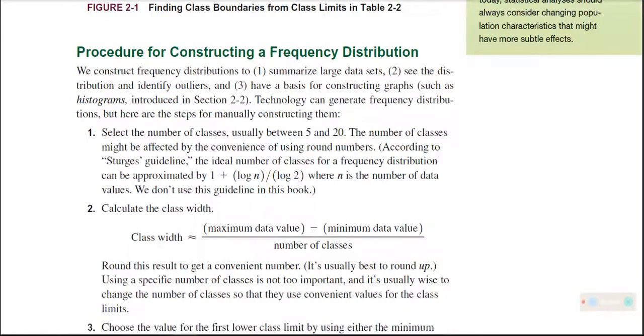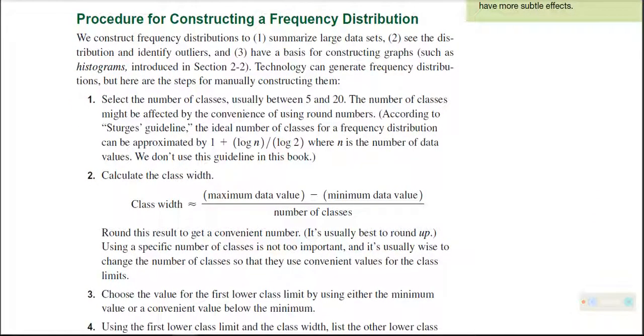Procedure for constructing a frequency distribution. So, ito yung uniform na procedure. First, we construct frequency distributions to summarize large datasets para hindi siya confusing tingnan. Next, see the distribution and identify outliers. And three, have a basis for constructing graphs such as histograms. So technology can generate frequency distributions, but here are the steps for manually constructing them.